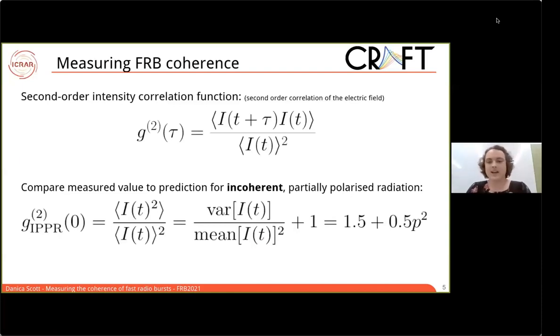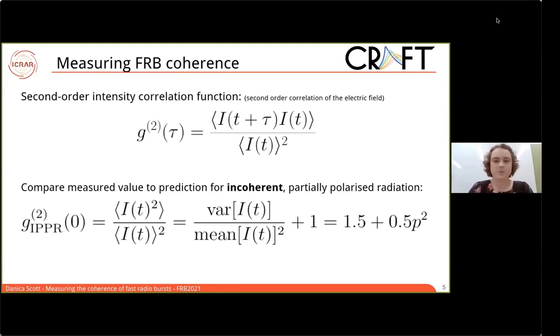And the basic idea is that you can take this second order intensity correlation function and predict a value for what you would expect for incoherent radiation. And given that we know that FRBs in general are polarized, at least partially, we can predict what value you would expect for incoherent, partially polarized radiation, which is what we have at the bottom here. So at a time lag of 0, you would expect the second order intensity correlation function for incoherent radiation to turn out to be 1.5 plus half p squared, where p is the polarization fraction of the transient at a certain time. So that's the basic principle.